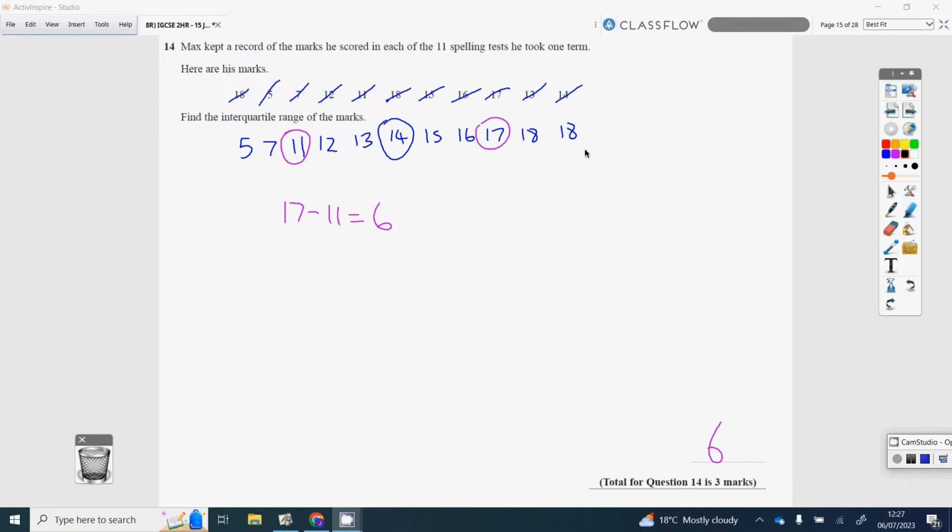Now, the first thing you do is you take the middle number, and that's going to be the sixth one along. That's my 14. And that then leaves me two sides, either side of the 14 with 5 numbers. And then I take the middle ones of those 5. So that's 11 here, 2 numbers either side, and the 17 here, 2 numbers either side. In my interquartile range, the difference between these two numbers, 17 take away 11 is 6.